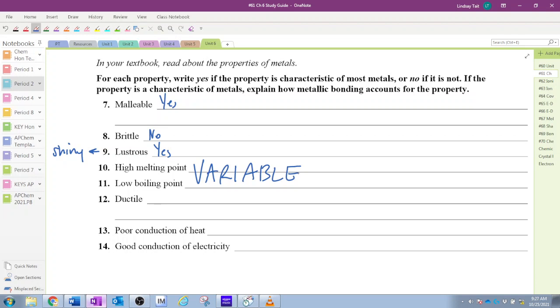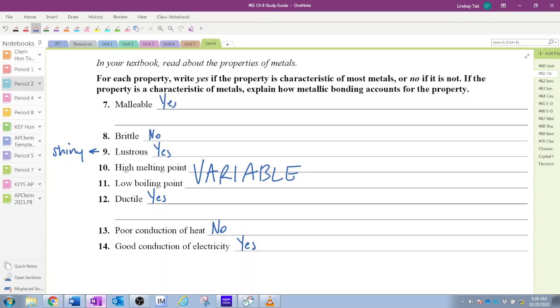By contrast, remember, ionic compounds have the highest melting and boiling points because they are the strongest bonds. Also remember, ionic compounds were brittle, not malleable. We're going to come back to that. All right, ductile, yes. Poor conductor of heat, no. Good conductor of electricity, yes. Remember, ionic compounds can only conduct electricity when melted or dissolved in water.